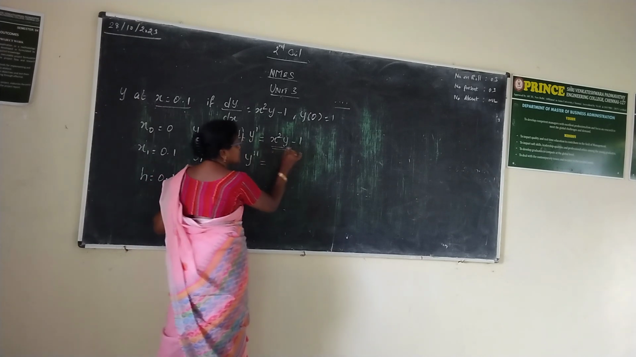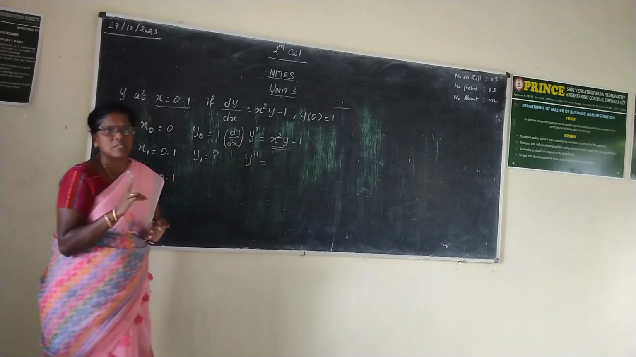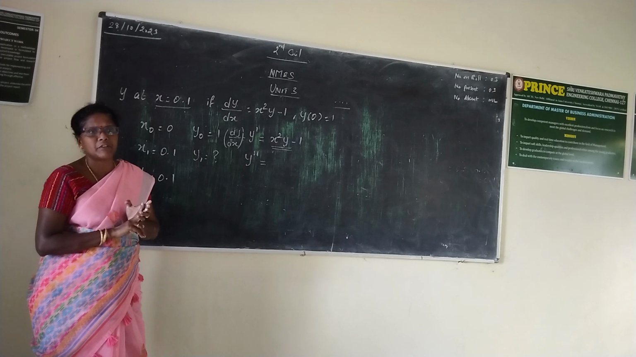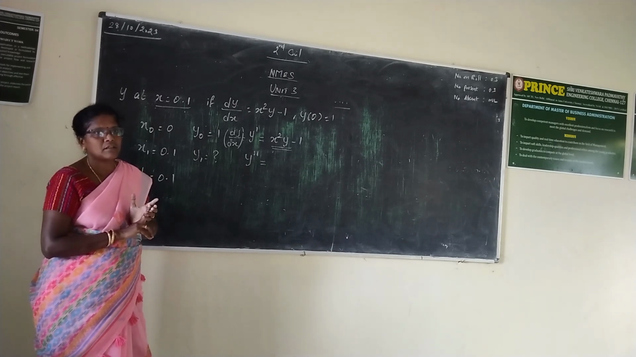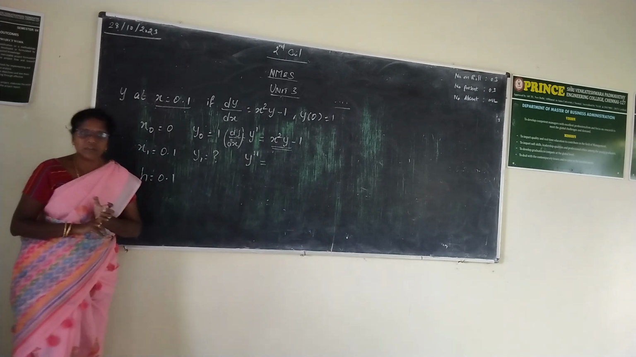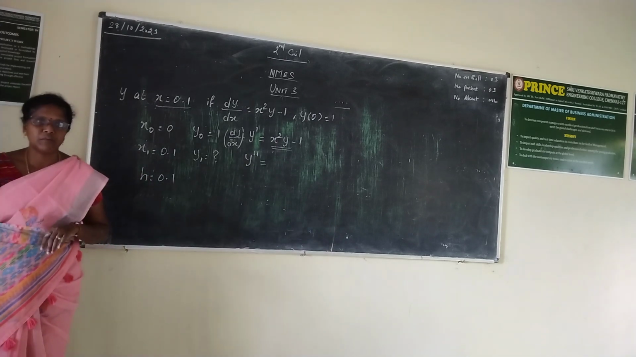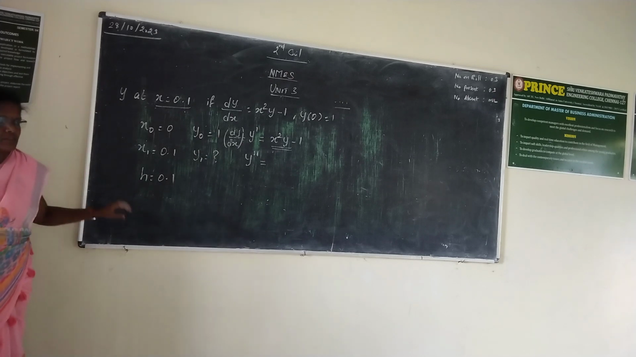Now go to the right hand side. We have x square y. If there are two terms, how will you differentiate? Split it up. How to split?